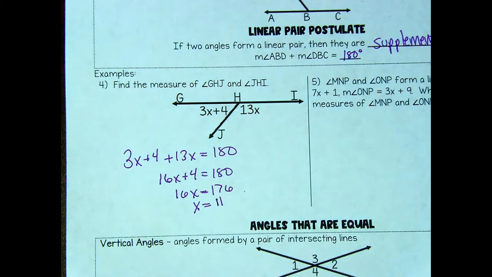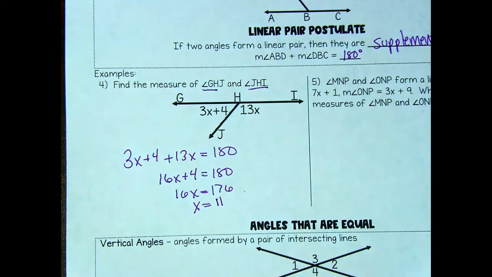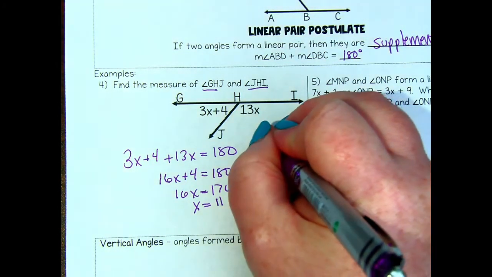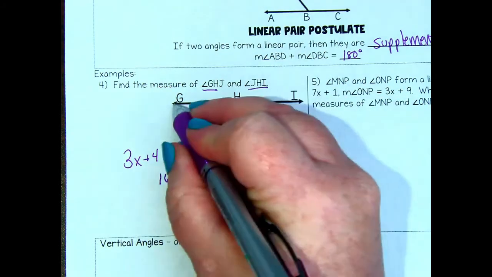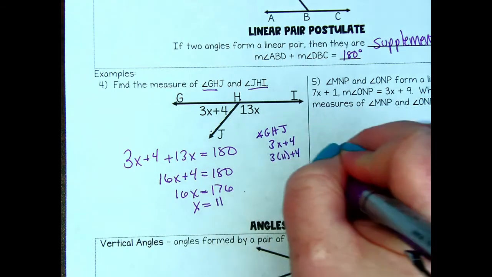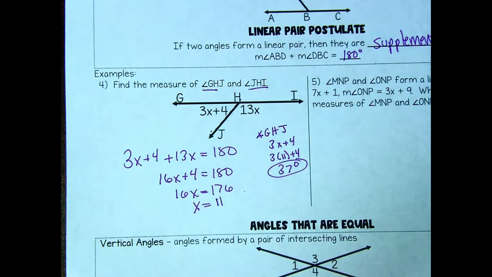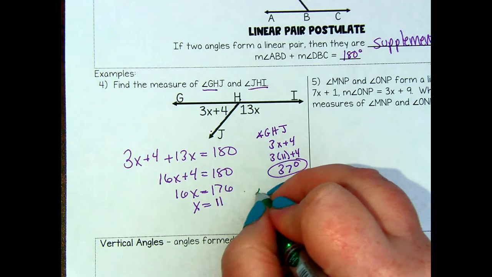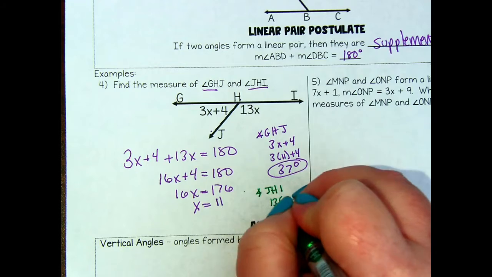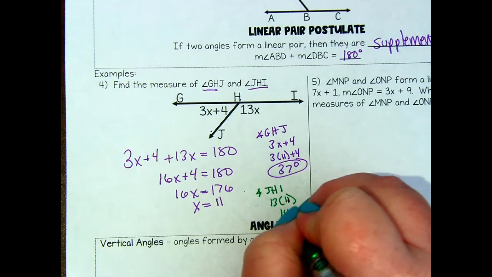But then I always want to go back up and make sure I have what I'm looking for, and I am looking for the measure of angle GHJ, and GHJ is 3x plus 4, so that would be 3 times 11 plus 4, so that is going to be 37 degrees. And the measure of angle JHI is 13 times 11, and that is going to be 143 degrees.